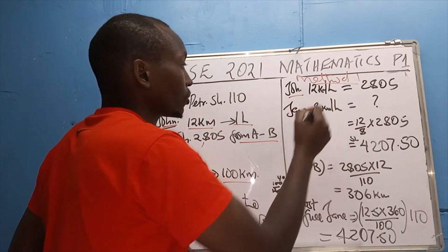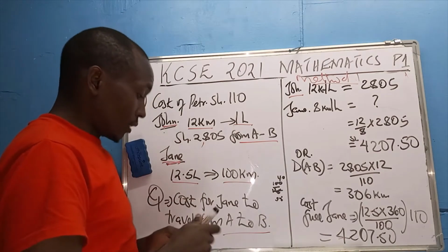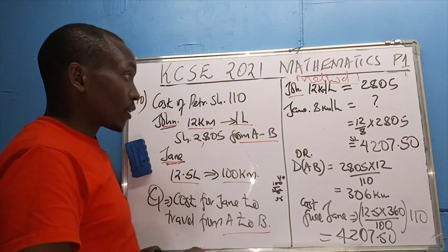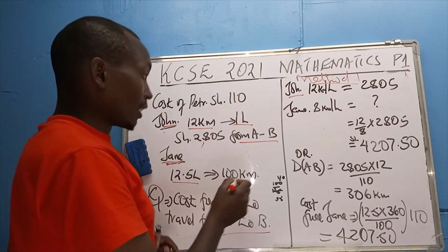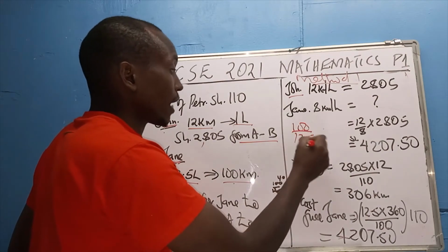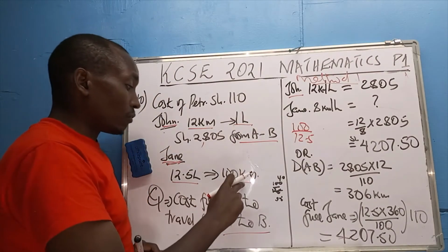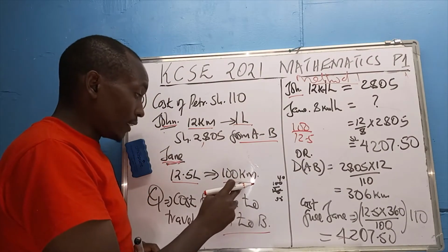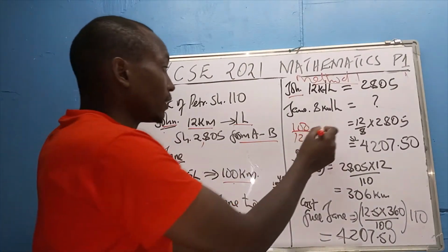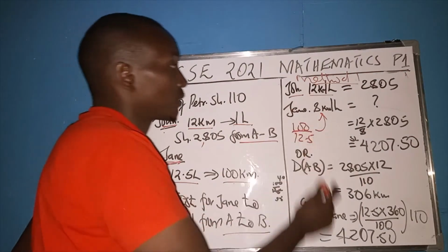What about Jane? This is the case for Jane. His vehicle is consuming 1 liter for every 8 kilometers. How did I get 8 kilometers? It is 100 kilometers, I divide by 12.5, because I'm given that Jane traveled 100 kilometers using 12.5 liters. So with that, I'll get 8.